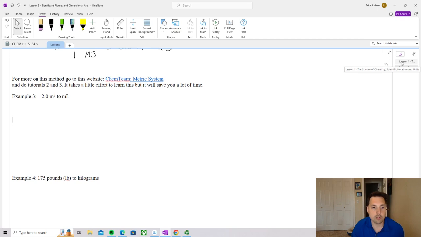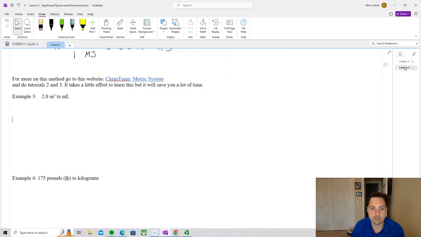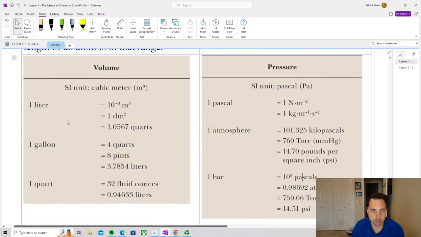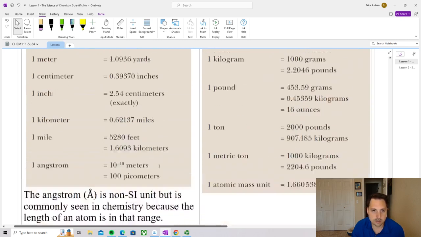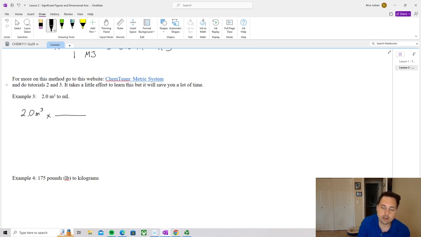Well, we can go back to lesson 1 to remember this. We have down here, 1 milliliter is the same as a cubic centimeter. So maybe we want to first convert cubic meters to cubic centimeters, and then use this as a definition, because 1 milliliter is equal to 1 cubic centimeter. We can also find this under the volume information here, but it's actually not as good. So let's just use that as the conversion here. So we have 2.0 cubic meters.